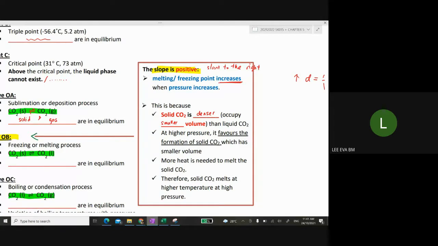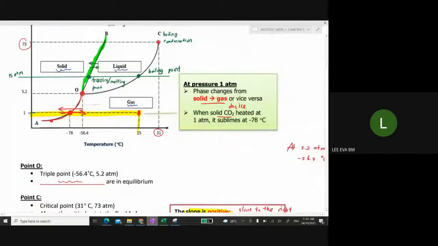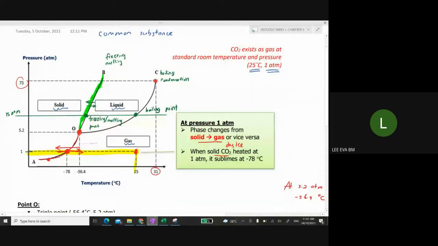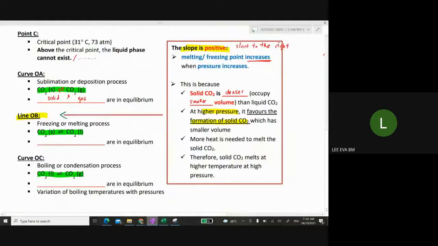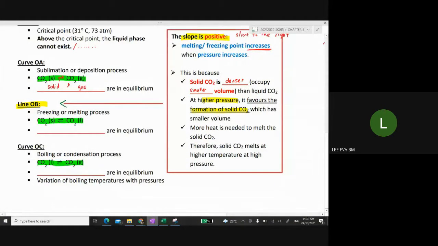Okay, so if you refer to the phase diagram, at high pressure, it favors the formation of solid carbon dioxide, which has a smaller volume. So why, at high pressure, do you tend to have the solid phase rather than the liquid phase? High pressure prefers smaller volume, kind of linked to your Boyle's law. Therefore it prefers a denser solid carbon dioxide.